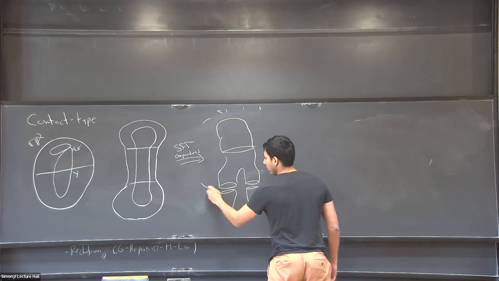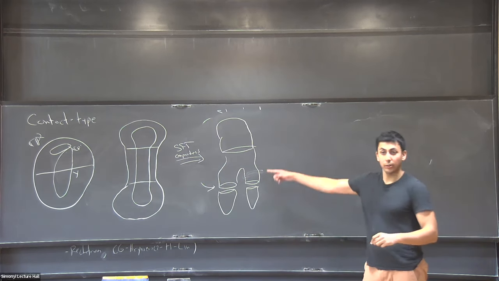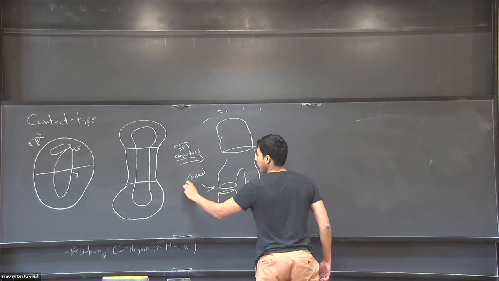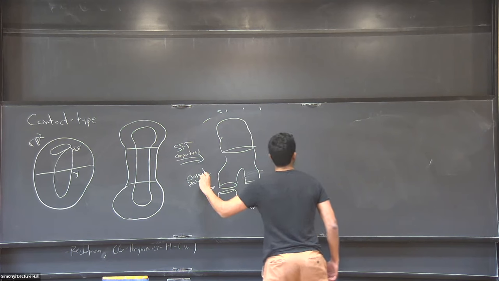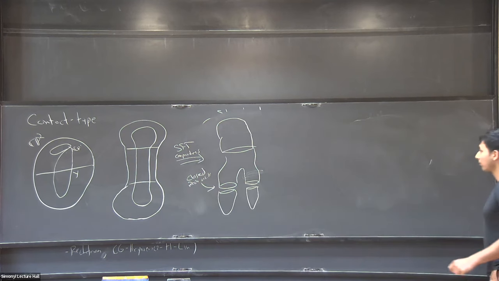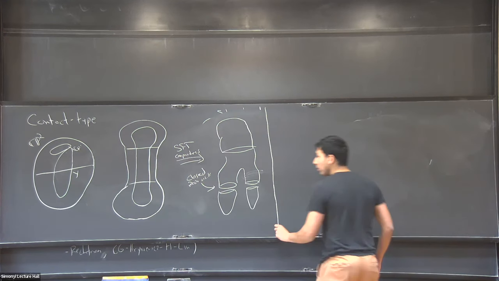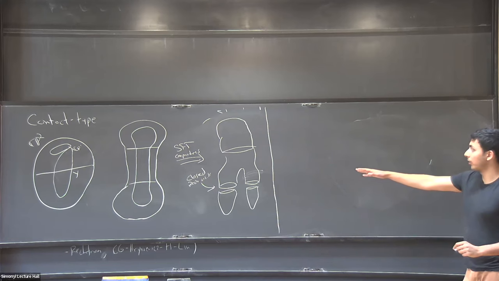And actually, these breakings in the middle are all closed gradient bits. Okay. So that's a contact type case.